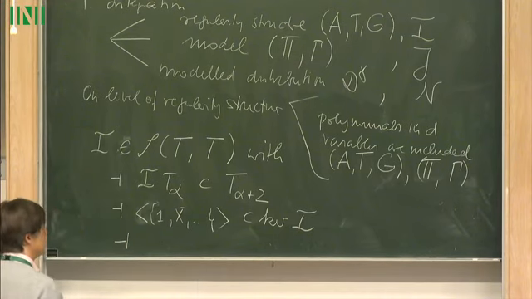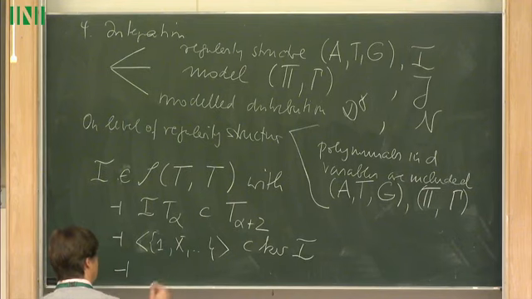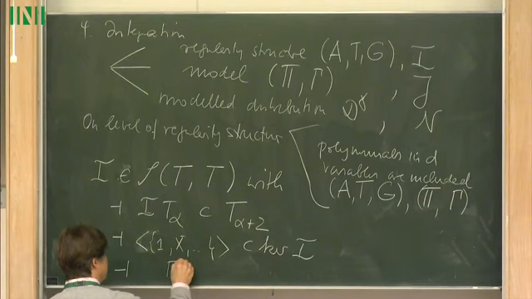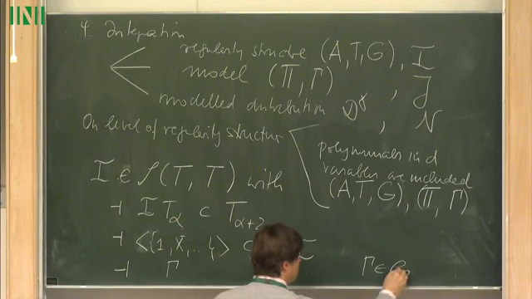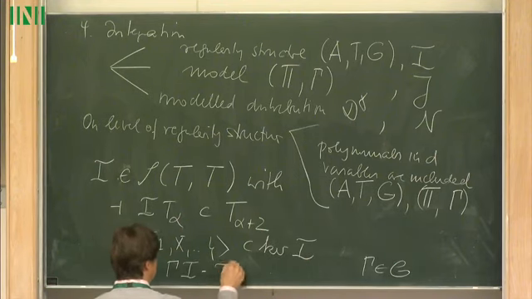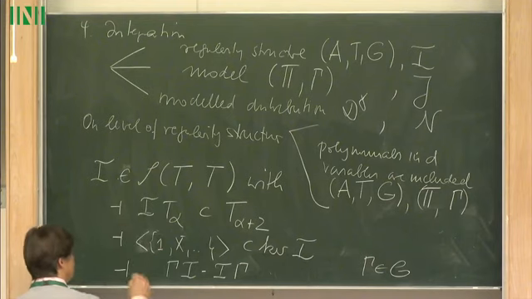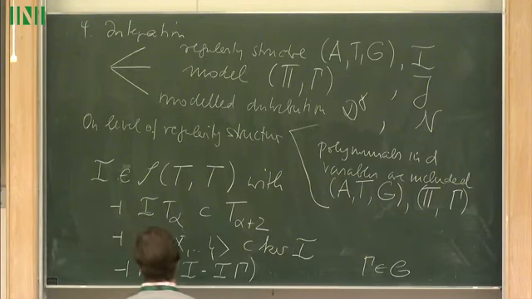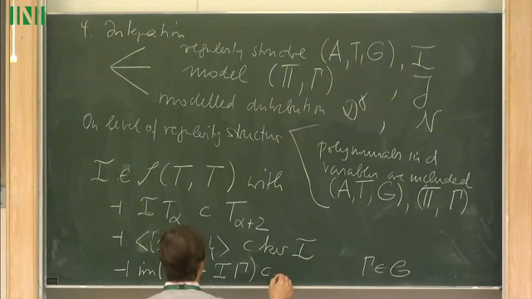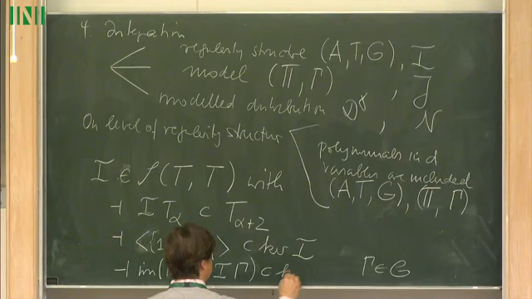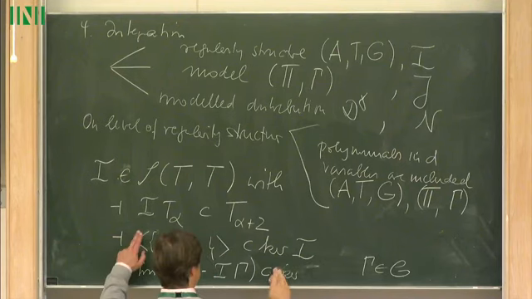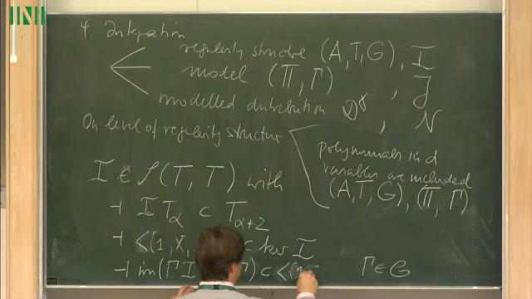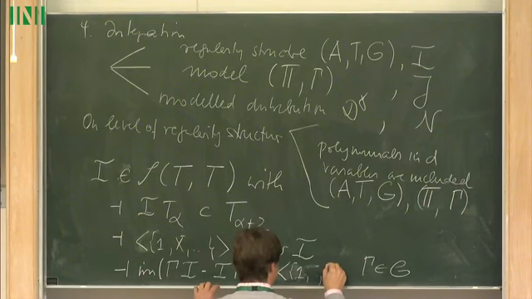And the most subtle condition, the only one which is not tautological for our example, is that if you look at the commutator between an element of the structure group and I, then you want the image of this commutator to be contained in the polynomial space. So in other words, the operators commute up to polynomials.